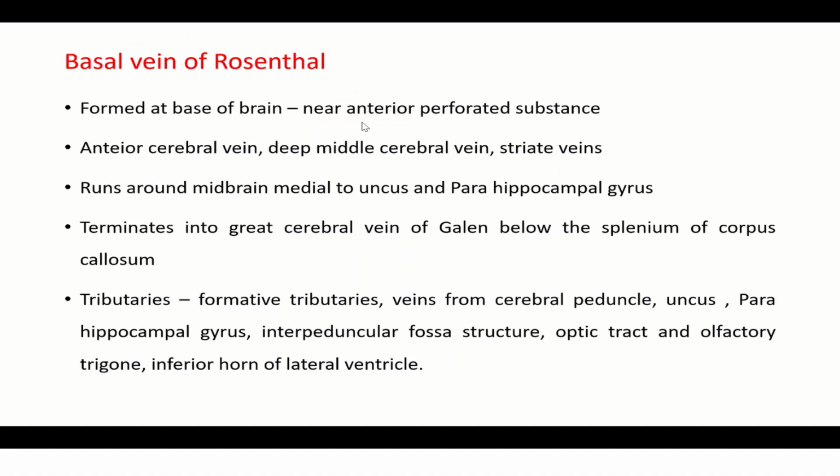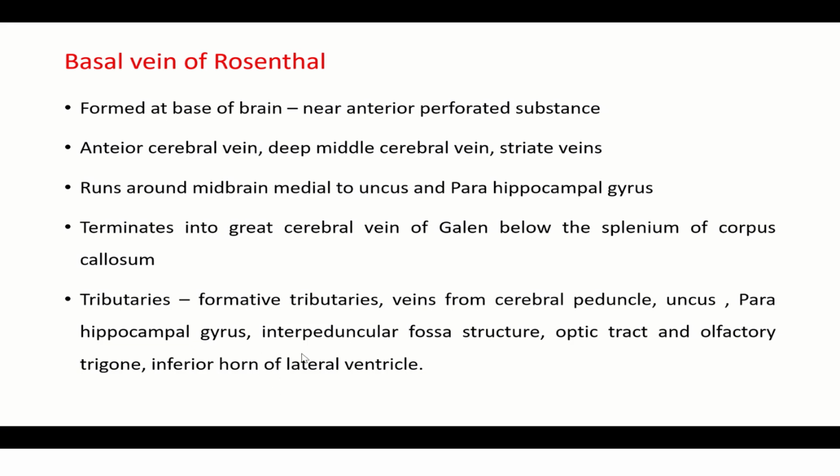So it is formed at the base of the brain near the anterior perforated substance. The anterior cerebral vein, deep middle cerebral vein, and striate veins, these three together form the basal vein of Rosenthal. It runs around the midbrain, medial to the uncus and parahippocampal gyrus, and terminates into the great cerebral vein of Galen below the splenium of the corpus callosum. Tributaries include the formative tributaries, namely the anterior cerebral vein, deep middle cerebral vein, and striate veins. It also receives veins from the cerebral peduncle, uncus, parahippocampal gyrus, interpeduncular fossa structures, optic tract, olfactory trigone, and the inferior horn of the lateral ventricle.